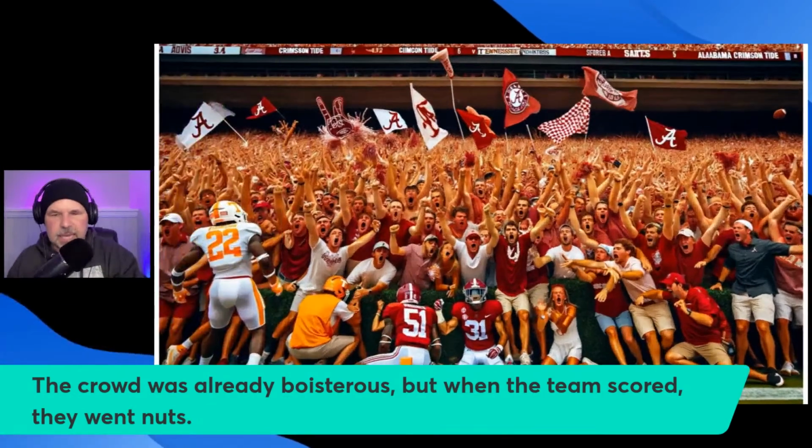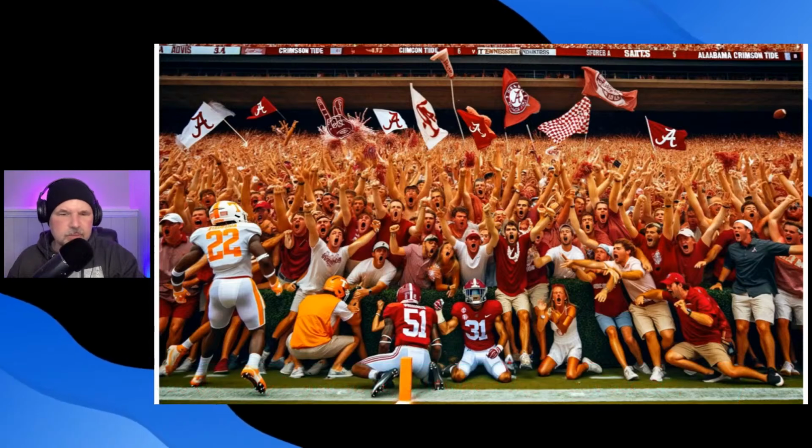And this is the Alabama Crimson Tide right here. This is the college team that I went to, Alabama Crimson Tide. In a couple weeks, I will have an English lesson from a football game where Alabama played.